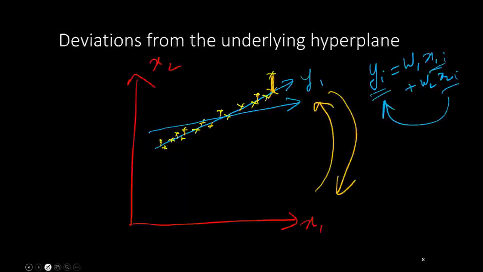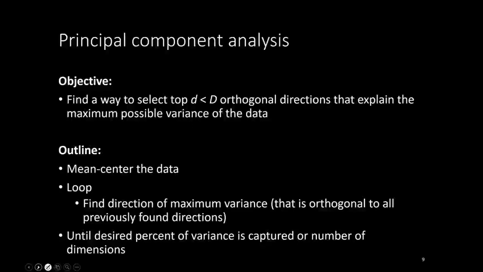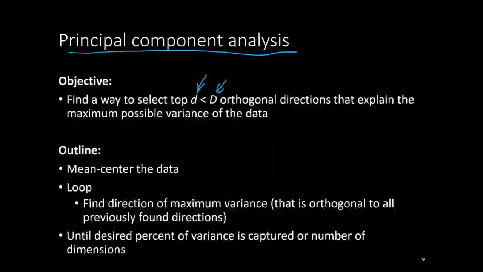So the objective of one of the linear dimension reduction techniques, which is called principal component analysis, quite popular and also quite fundamental because a lot of other techniques are based on that, is the following. Let's say you have capital D original dimensions, and we want to find small d fewer dimensions. So basically what we want to do is project data into small d directions such that all directions are orthogonal to each other and they explain the maximum possible variance of the data.